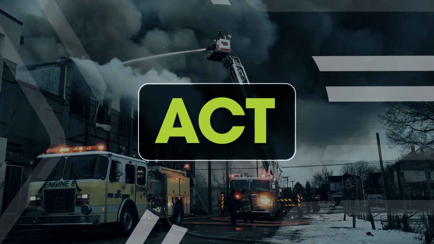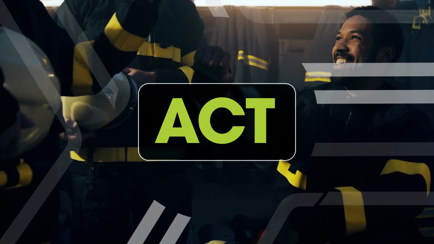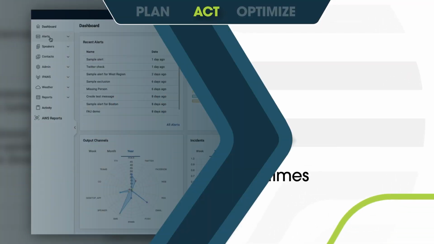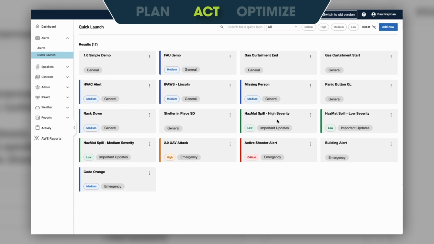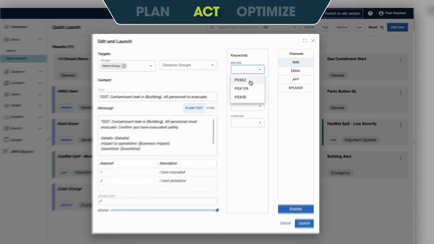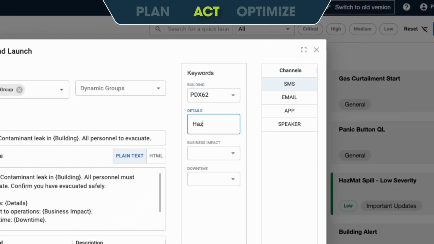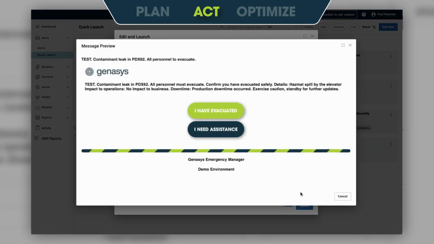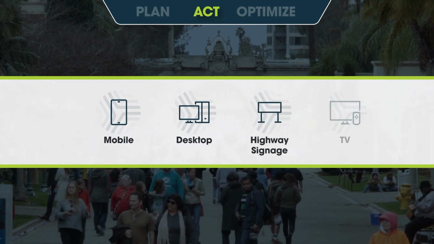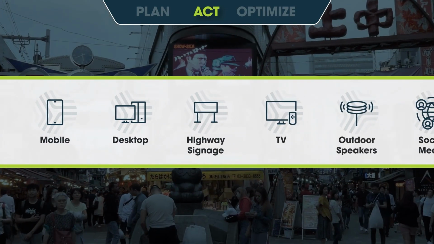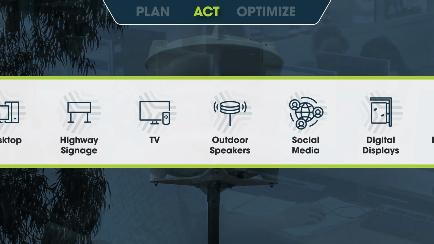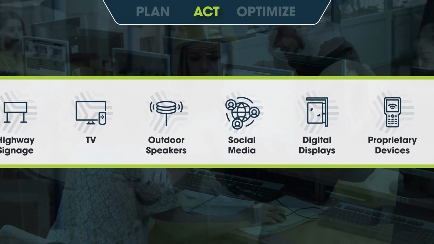When a critical event does occur, Genasys Protect enables you to act quickly, reducing response times from hours to minutes. Send pre-configured alerts in as little as 2 clicks. Precisely target mass communications by zone or other criteria to ensure only the right people get the message. Saturate targeted response areas by simultaneously delivering notifications across personal devices, public notification systems, social media, and on installed or proprietary devices.